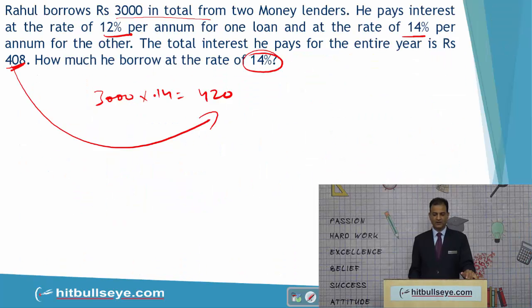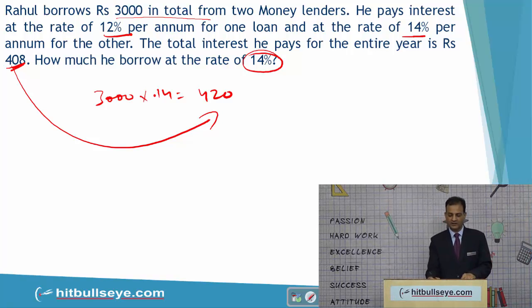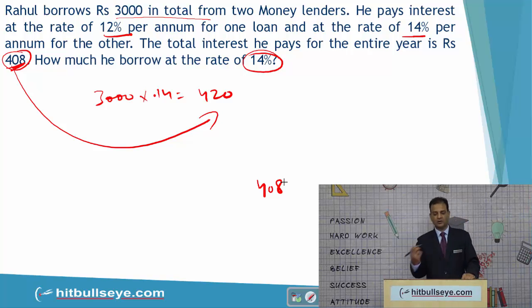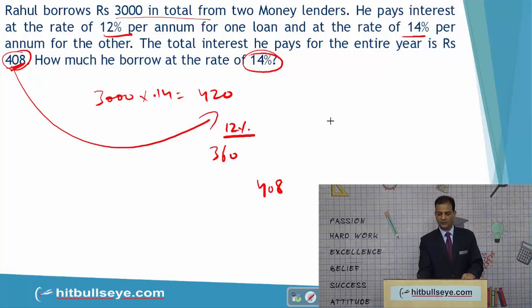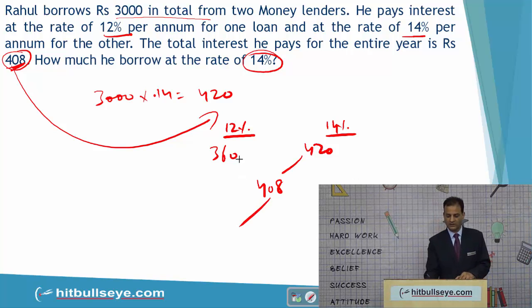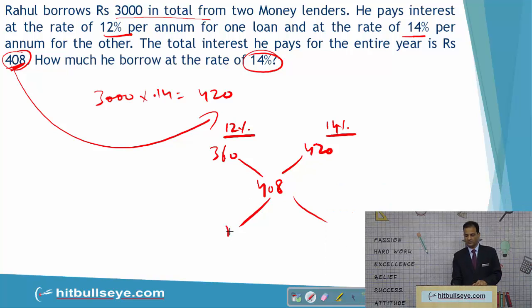And if you are aware of allegation, friends, you can also apply allegation. I will tell you in short, for those who are aware of it. The total money is 3000. What is given? 408. I can write 408 in the center. If the whole money 3000 is borrowed at 12%, what is the interest? 360 at 12%. If the whole money is borrowed at 14%, 14 into 3 is 420. This is only for those who are aware of allegation. Otherwise you can see the video on allegation and mixture. Then the differences: 420 minus 408 is 12, and 408 minus 360 is 48.